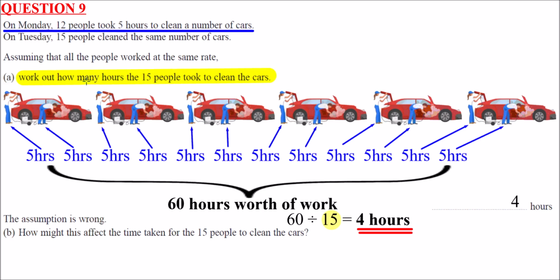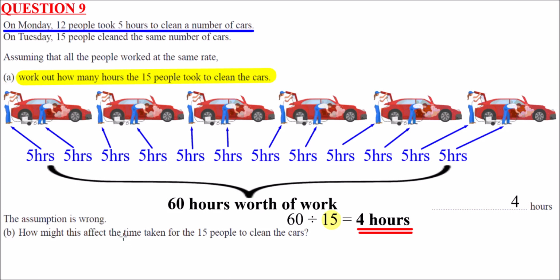Now, for part B, it says this assumption is wrong. We assumed that all people worked at the same rate. So because the assumption is wrong, how might this affect the time taken for 15 people to clean the cars? I do think this is quite a foolish question. It doesn't say if the assumption is wrong in terms of some people work faster or slower. It just says it's wrong. So because the assumption is wrong, the time taken could be affected either on the high side or the low side. It could be affected in either direction because you're not told any information really.